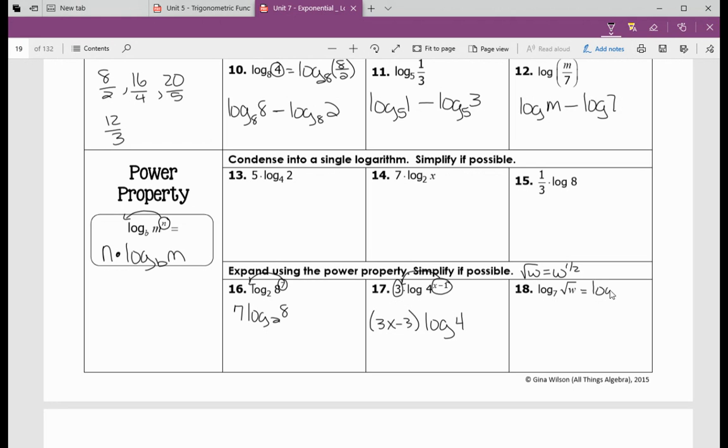So I'm actually going to rewrite that. You do not want the square root in your problem. So I'm going to rewrite that using the fractional exponent. And we did discuss that earlier this semester. So go back in your notes and look. Now I'm going to move that 1/2 and put it out in front as a multiplier.